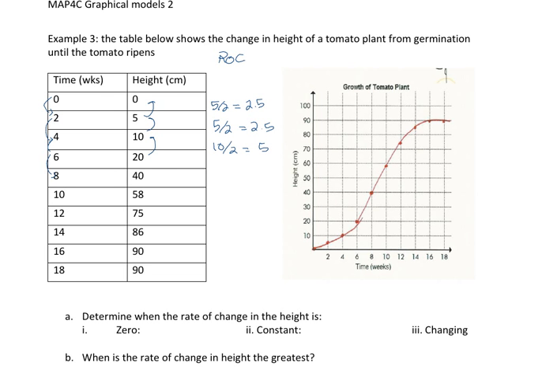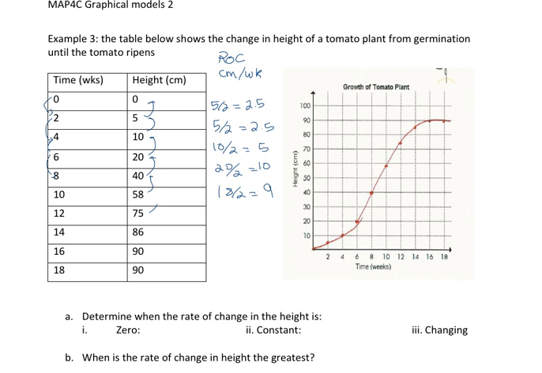40 minus 20, that's 20 over 2, so that's 10. Remember that the rate of change here is in centimeters per week. So that means in this case it's growing 2.5 centimeters for the first week, 2.5 centimeters after that, 5 centimeters in the next week, and then 10 centimeters in the week after that. So you see that right here, we have kind of a fast growing plant, right? Then I have 58 minus 40, so that's 18 over 2, so that is 9. Then I have 75 minus 58.